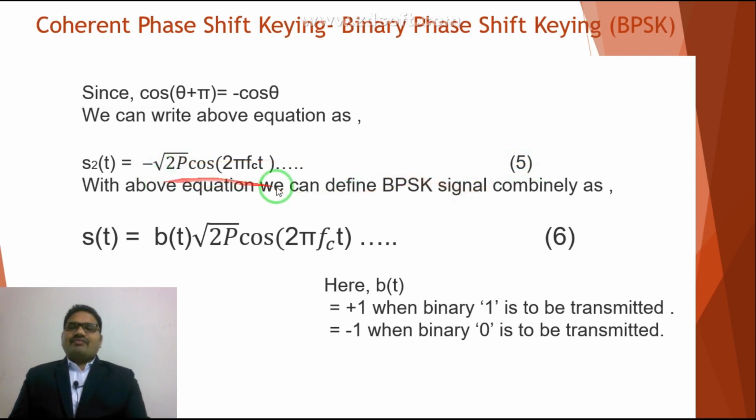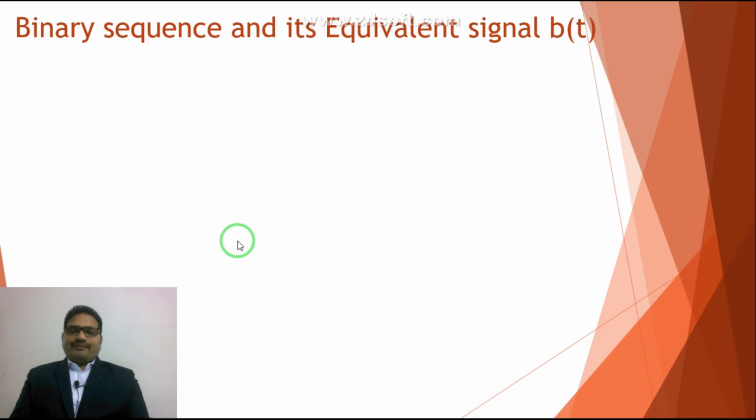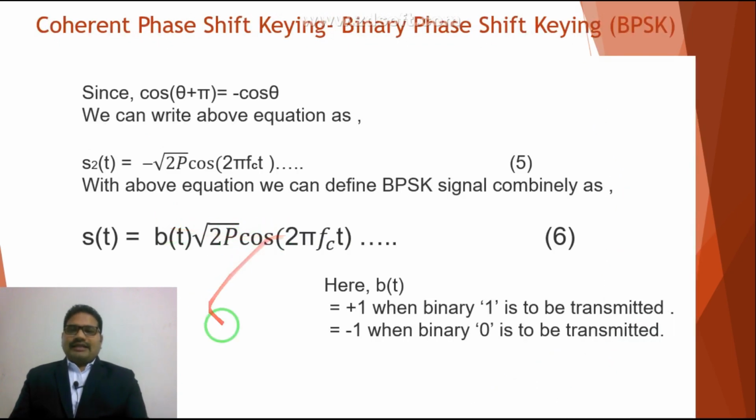So with the above equations, we can define the BPSK signal. It would be s of t, a combination of S1 of t and S2 of t. We can write it as b of t times square root of 2P cos 2 pi fc t. Here, what is b of t? It is plus 1 when binary 1 is transmitted, and minus 1 when binary 0 is transmitted.